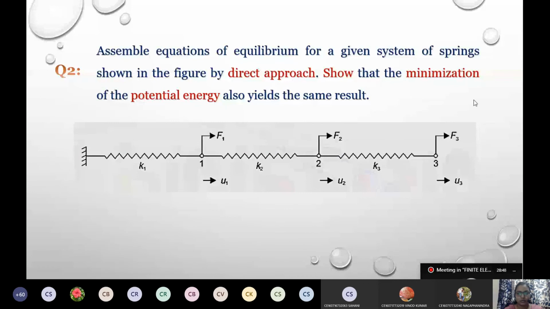Here the question is about comparing the answers of two different types of solutions. We have to try to solve the problem using direct approach first. That's our first question. And then we have to show that when we use the potential energy approach also, we are going to get the same answer. So it means that when we are solving such problems, either you go for direct approach or you use potential energy approach, both of them can give you the same result.